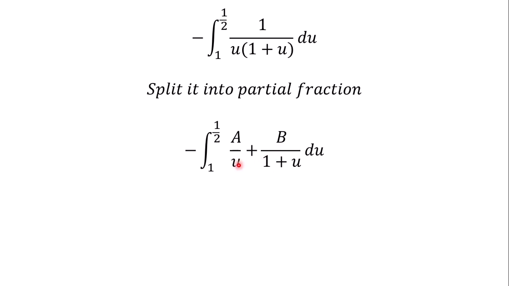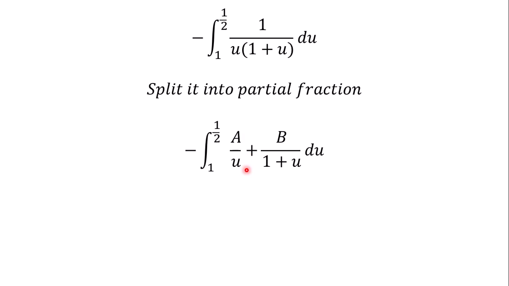Assuming this one was, let's say, squared, the formula would have become Ax plus B. But with the linear factor, the formula is A over one variable plus B over the other variable. So here we are going to find the values of A and B before we integrate. And to do that, we are going to form an equation from this and also that.